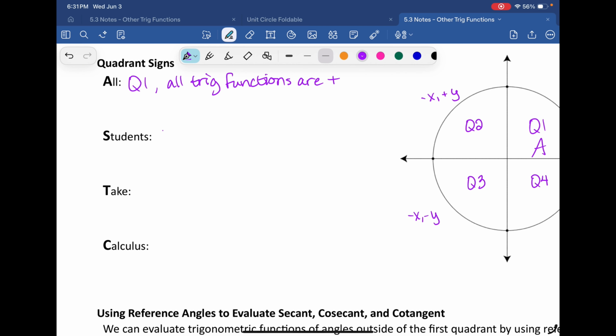S goes in quadrant 2, and S stands for sine. So sine is positive in quadrant 2. Also, its reciprocal, cosecant.